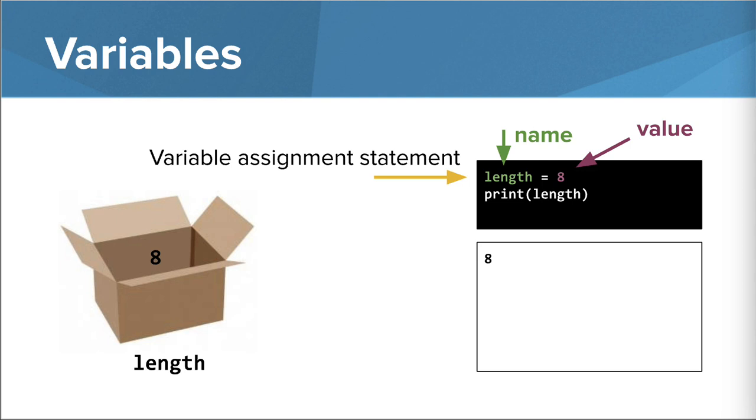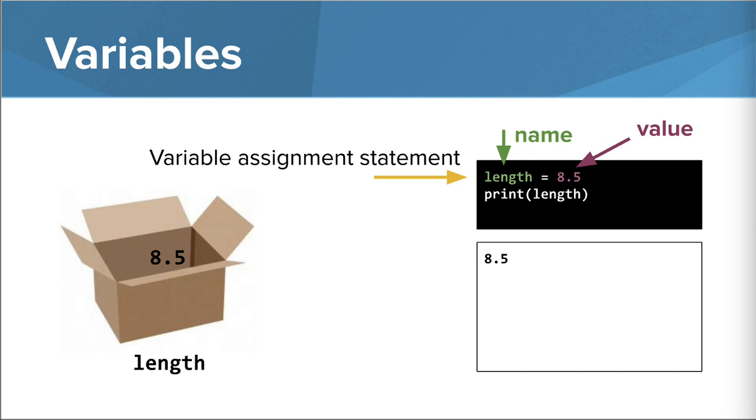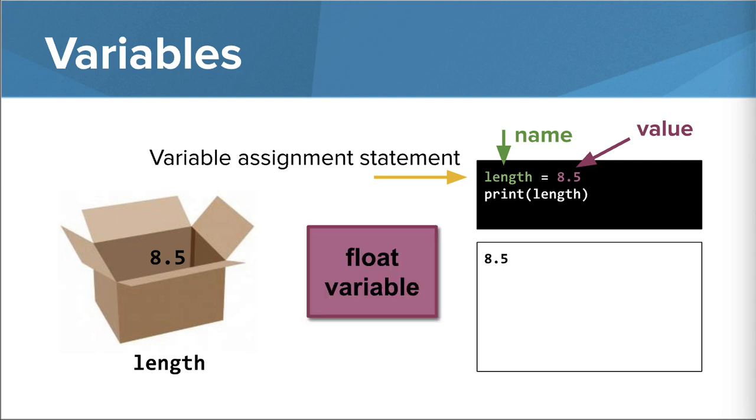Since we're storing a whole number, the type of the variable is called an integer variable. As a reminder, an integer is any positive or negative whole number that doesn't have a decimal. If it did have a decimal, then we call it a float variable. A float number is really just an integer with a decimal point.